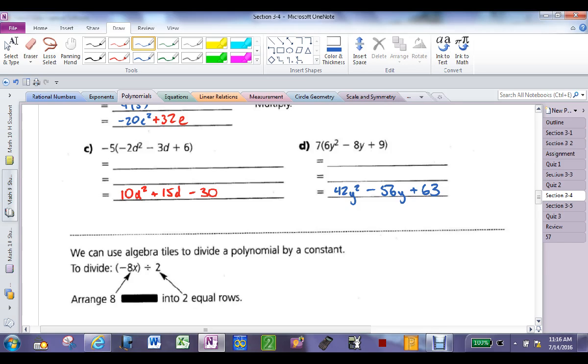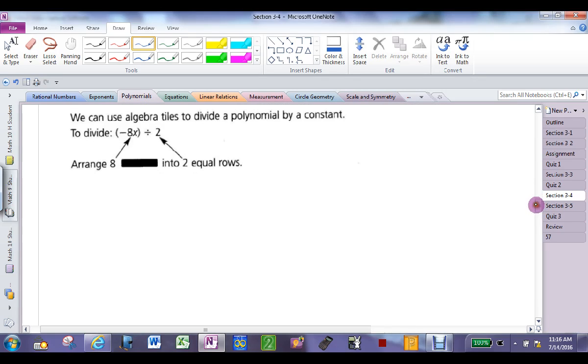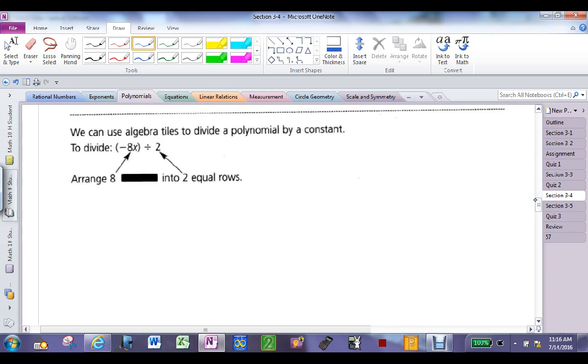Okay? So let's move on to dividing, because dividing and multiplying are buddies, right? They're opposites of each other. So, if I was going to use algebra to show division, I have negative 8x divided by 2. Well, that makes pretty good sense. I got 8 of these negative guys. 1, 2, 3, 4, 5, 6, 7, 8.